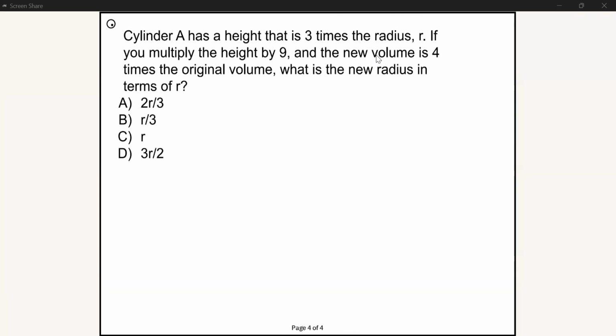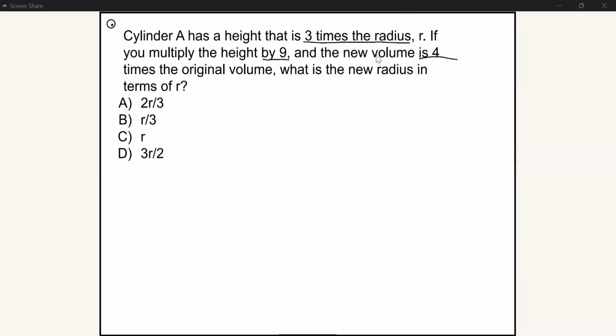All right, so then last one for today. Cylinder A has a height that is 3 times the radius, r. If you multiply the height by 9, and the new volume is 4 times the original volume, what is the new radius in terms of r? Okay, so again, processing information. Height by 9, new volume is 4.